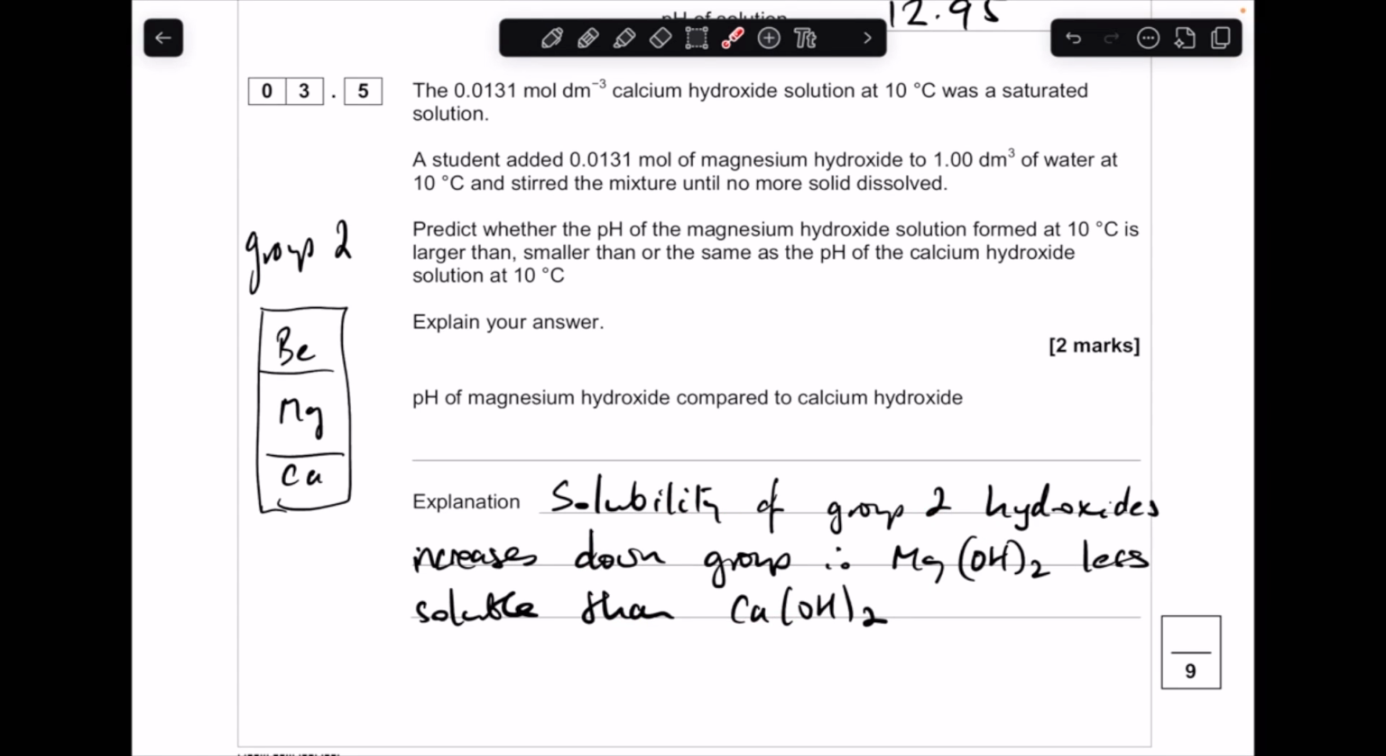So I'm saying solubility of group 2 hydroxides increases down the group. So therefore magnesium hydroxide, which is higher up the group, is going to be less soluble than calcium hydroxide. That means that the hydroxide ion concentration in a solution of magnesium hydroxide is going to be lower than that for calcium hydroxide, and therefore its pH will be lower as well. It'll be less alkaline.